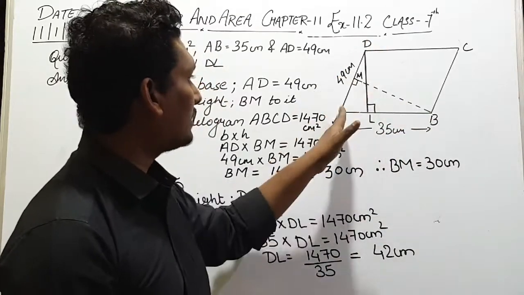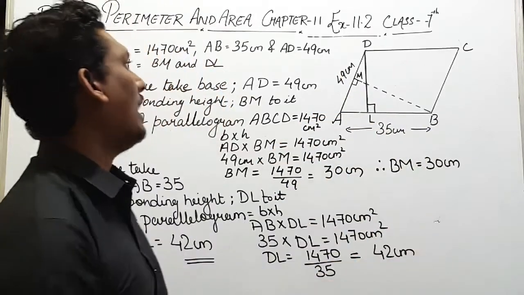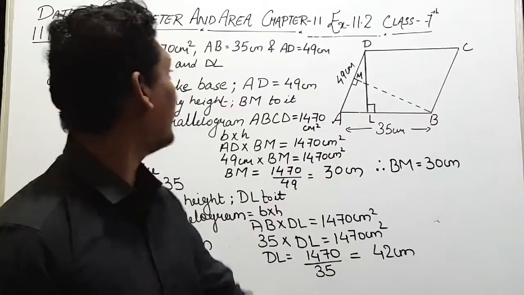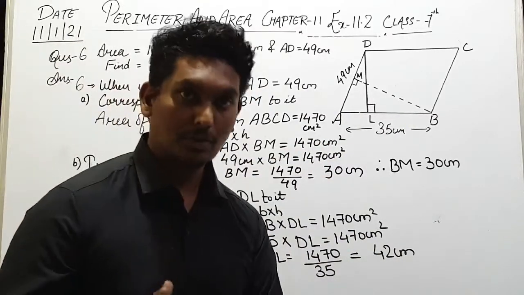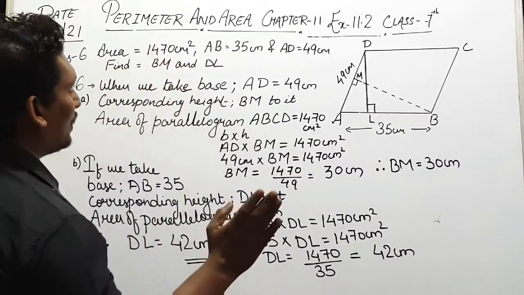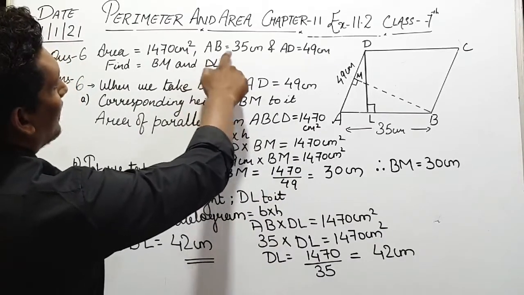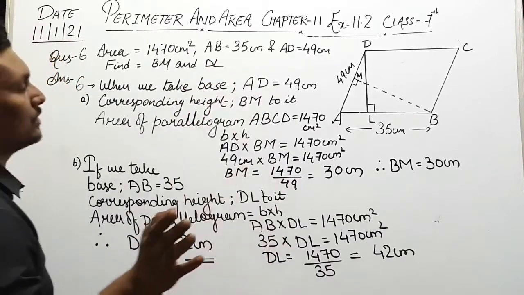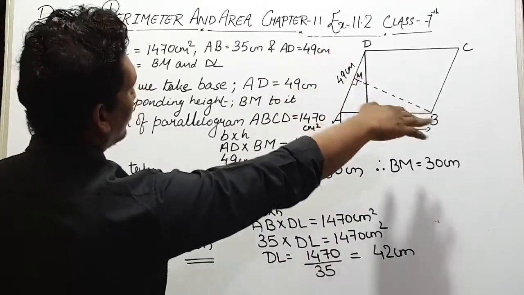So AD is given 49 centimeter, AB is given 35 centimeter, and we are having the area that is 1470 centimeter square. Now come to the question. We are having area is given to you. With AB as a base given, height is not given, so we have to find the height. With AD, base is given, height is not given.